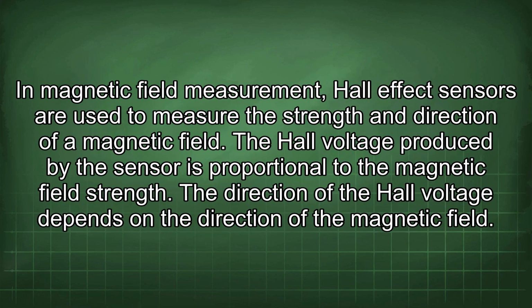In magnetic field measurement, Hall effect sensors are used to measure the strength and direction of a magnetic field. The Hall voltage produced by the sensor is proportional to the magnetic field strength. The direction of the Hall voltage depends on the direction of the magnetic field.